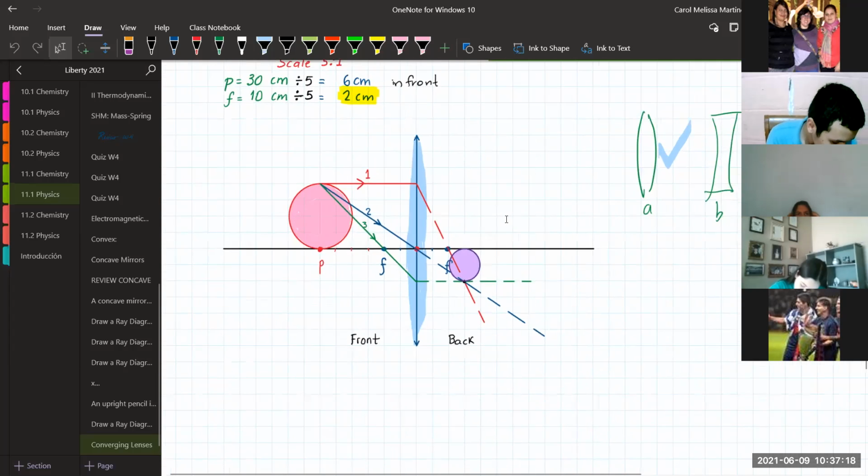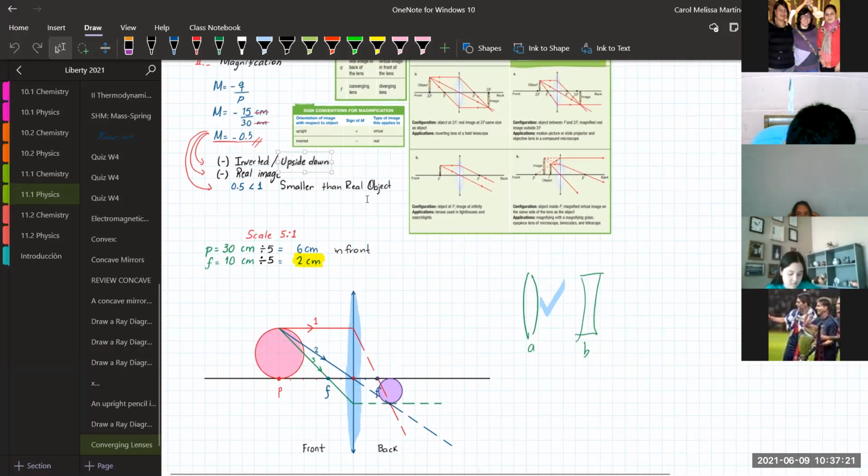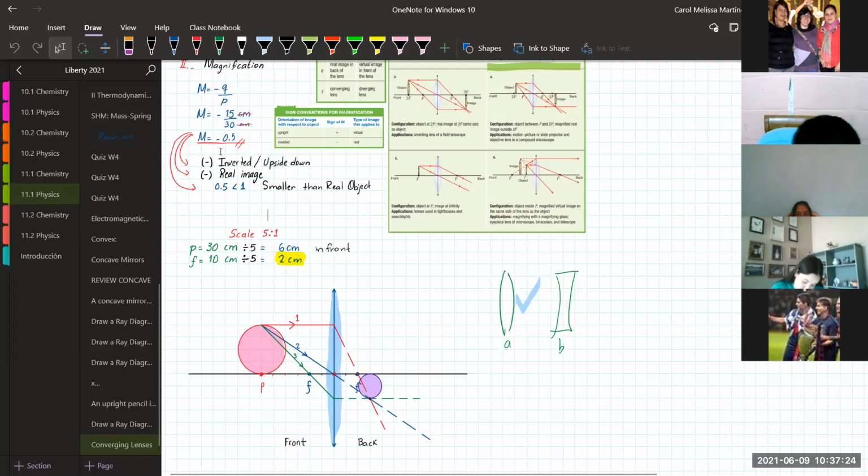Now let's analyze if it makes sense. The image is upside down. Yes, it's below the x-axis, so it is upside down. It is a real image. Yes, it's a real image because it is negative, and negative means behind the mirror, in the back of the lens, sorry. So it is in the back of the lens, so that's good. And it says 0.5, the magnification means that it is smaller than the real object. But how much smaller? We need to analyze how much smaller.